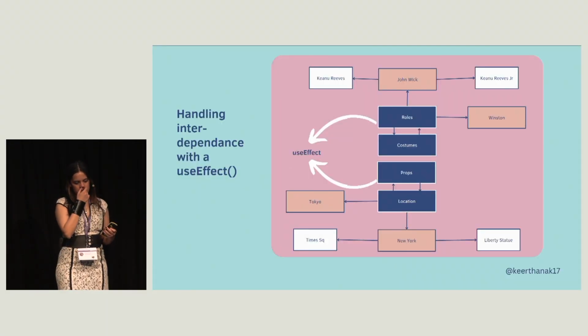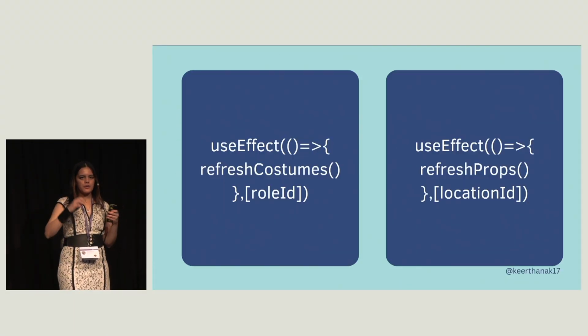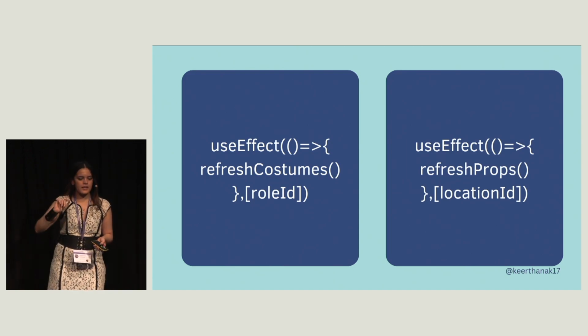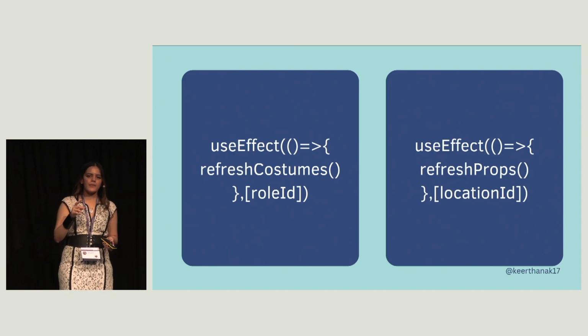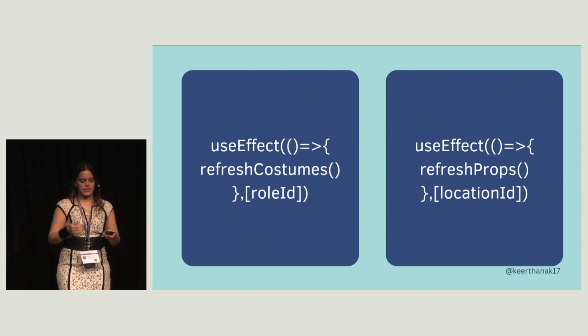The very simple solution in React is you have a useEffect hook, and what a useEffect hook essentially does is that I would write a level of code where, okay, this very specific thing, in this case, for costumes, that's a role ID. So once a role ID changes, everything in the square brackets is always a dependency. The minute the role ID changes, I want you to refresh the costumes. So this runs every single time anything in the square brackets changes.